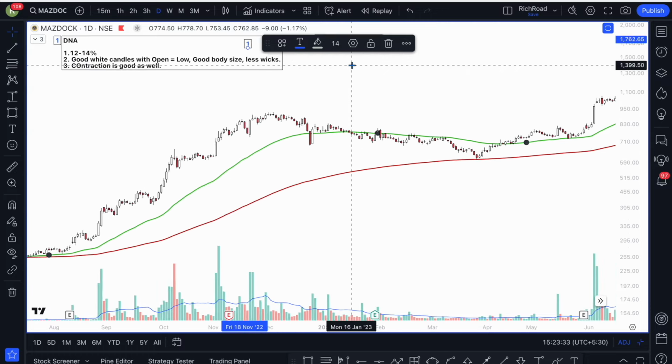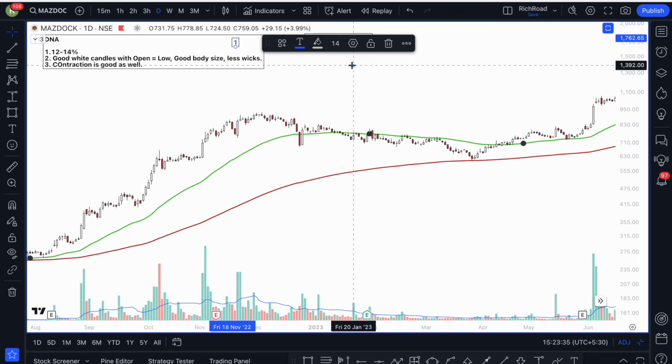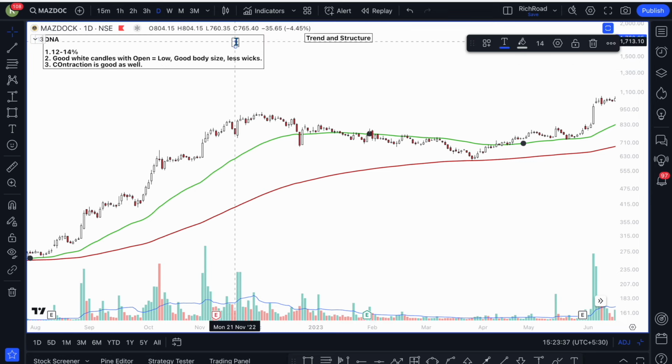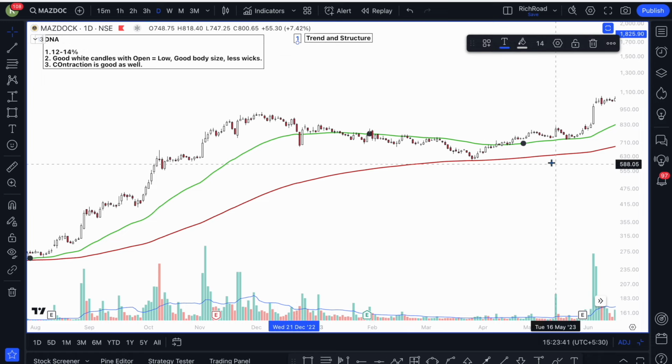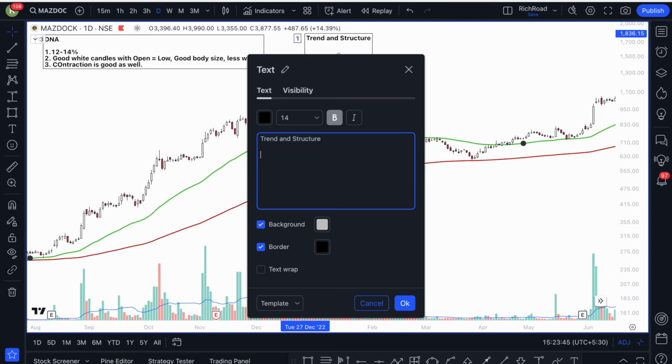So this is what we are analyzing. So what is the trend and the structure that you see in this entire picture? Clearly the trend is up, right? So we'll mention that. So uptrend. And what is the stage? Stage number 2. What is the moving average slope? 50 and 150 EMA are upsloping. So you take that. Great.